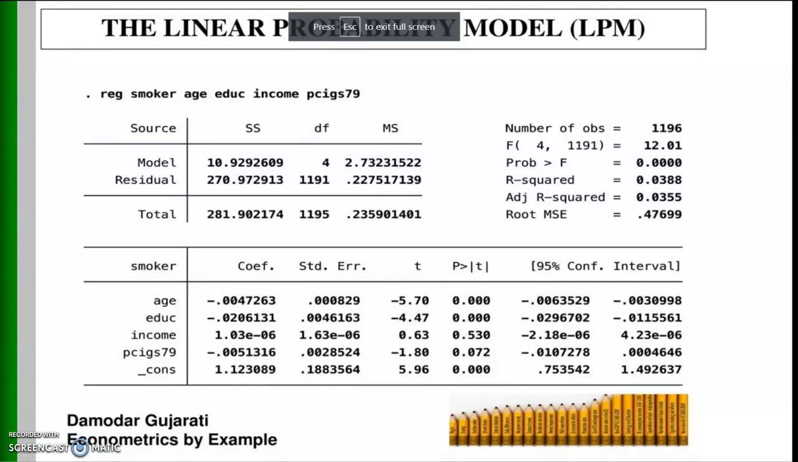Here is an example of regression in Stata, that is we regress smoker on age, education, income, and price of cigarettes, and these are the results of the linear probability model. This is the analysis of variance. This is the total number of observations. This is the F statistic value, and this is the P value of the F statistic. This is the R squared value. This is the adjusted R squared, and these are the coefficients of the various variables.